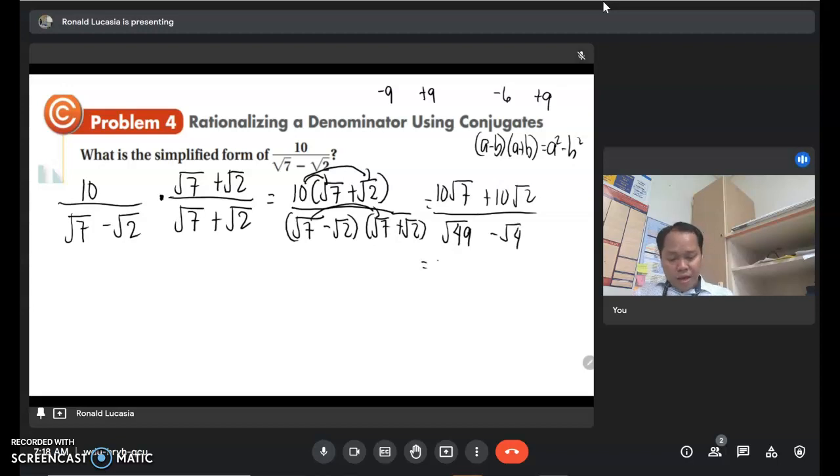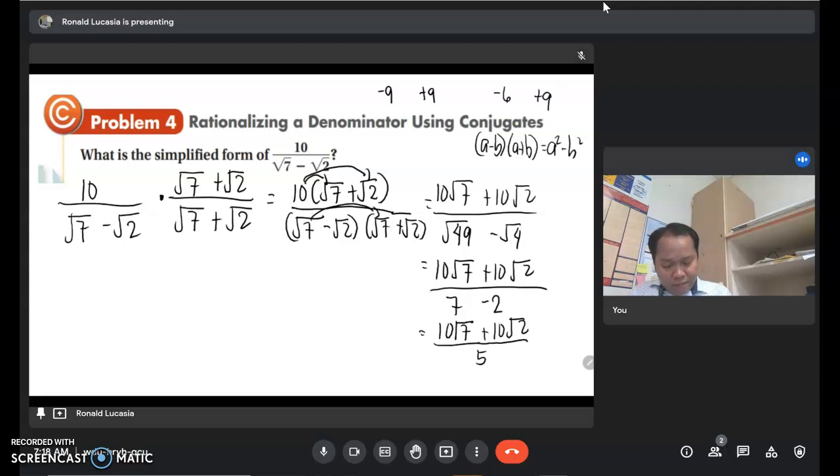Okay, so copy 10 square root of 7, copy 10 square root of 2. 49 is a perfect square, which is 7. 4 is a perfect square, which is 2. So you have 10 square root of 7 over, plus 10 square root of 2. 7 minus 2 is 5.